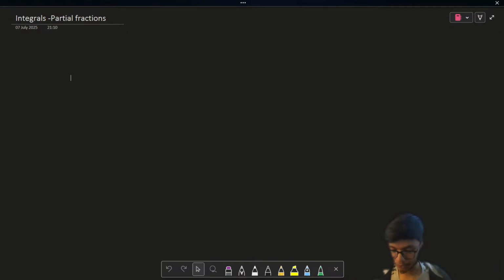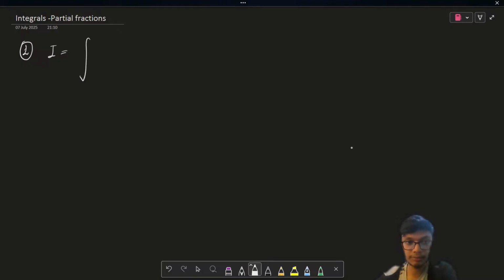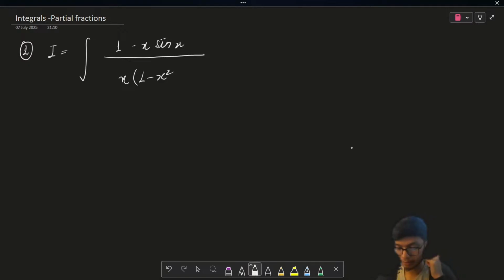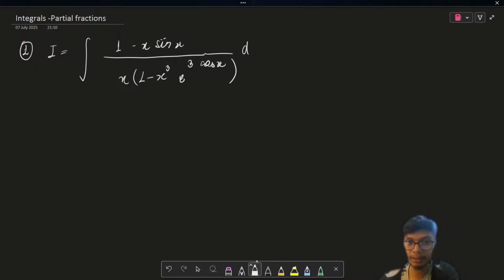So the first question I'm going to talk about today in our class is basically like, so let us say I have an integral. I have to integrate (1 minus x) sine x whole divided by x times (1 minus x squared)(1 minus x cube) over here. So 1 minus x cube, then I have e to the power 3 times cos x. Okay, 3 times of cos x, and that is my integral, right?